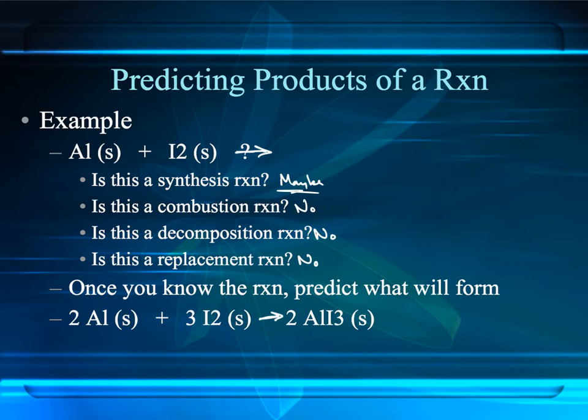Well, then it's just a matter of going to your ion sheet, figuring out what the charges on ions are when they form. Aluminum, Al, forms a +3 charge, and iodine forms iodide with a -1 charge. Therefore, you end up with the formula AlI3, which is what you're seeing right there. That's how we can predict this is a synthesis reaction.